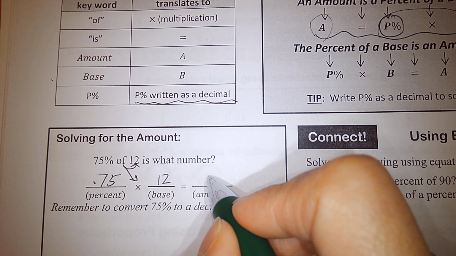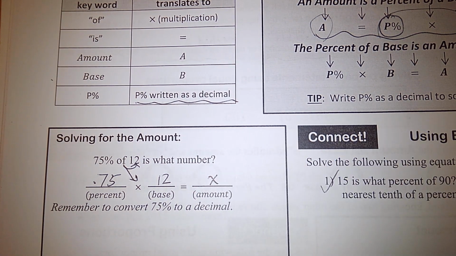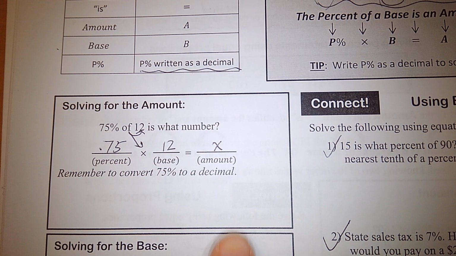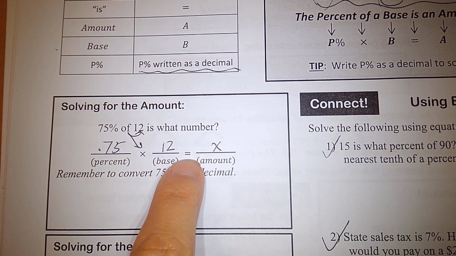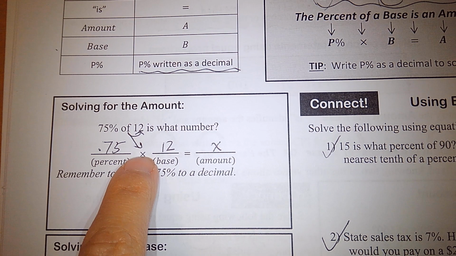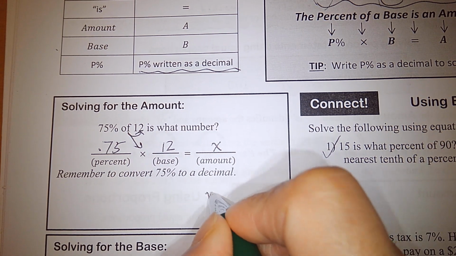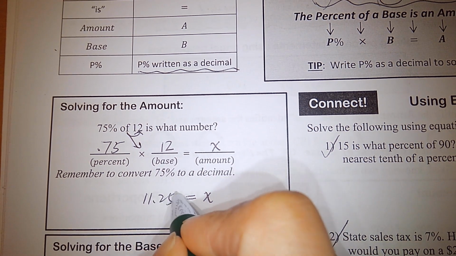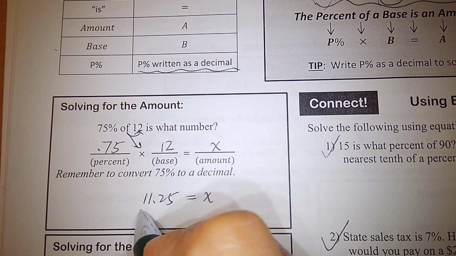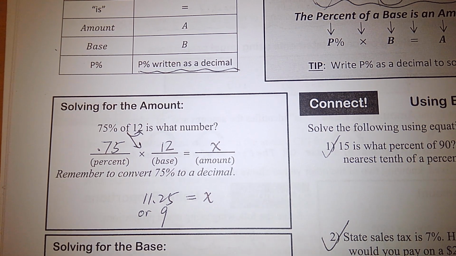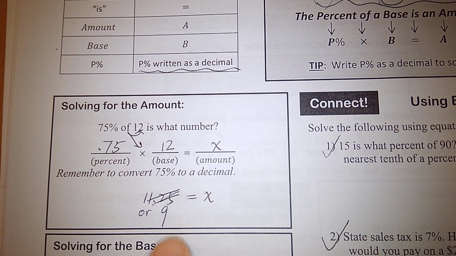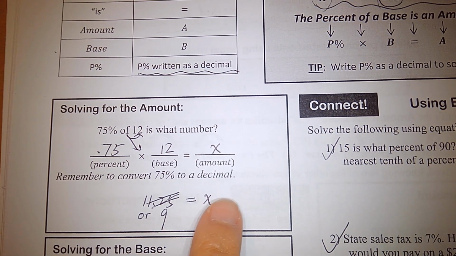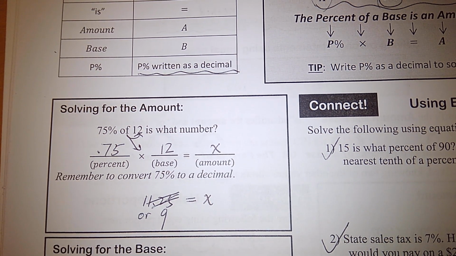Do we know the one number? We don't know, but we let it be x, right? And then we need to solve for x, right? How? X will equal 0.75 times 12, right? So use your calculator and then please compute the x value. 0.75 times 12? 11.25. I got 9. Which one is correct? 9, okay? X equals 9, okay?